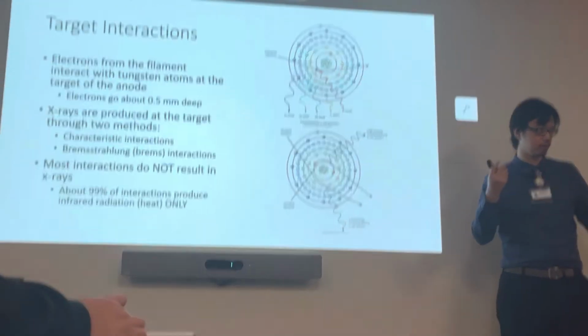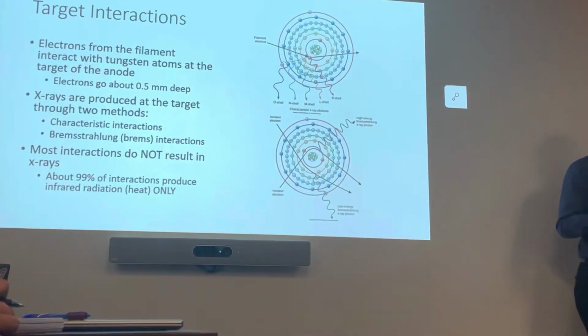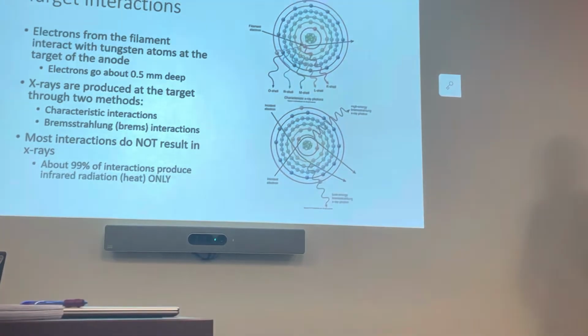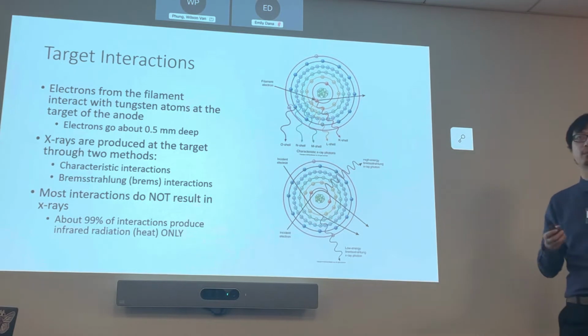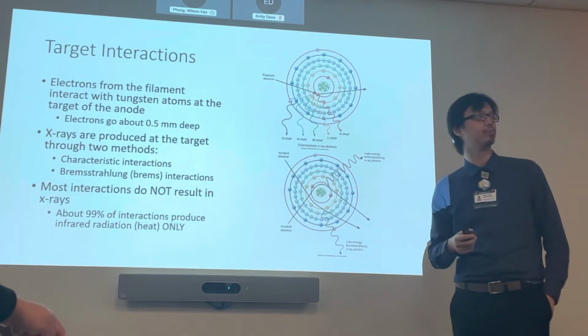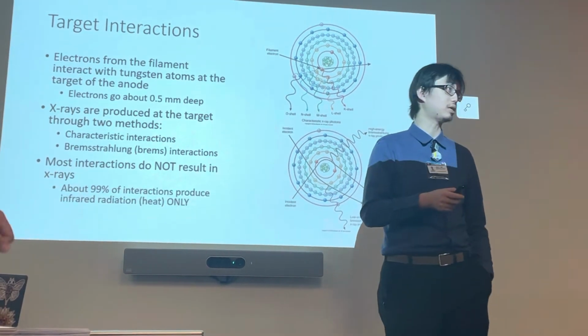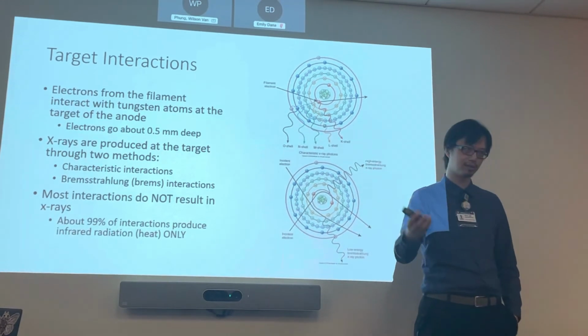Bremsstrahlung is German. You know it's German because it's long and there's a lot of consonants in there. So, to make it simple, you can just call it Brems. Brems interactions. Right, but the full name is Bremsstrahlung.